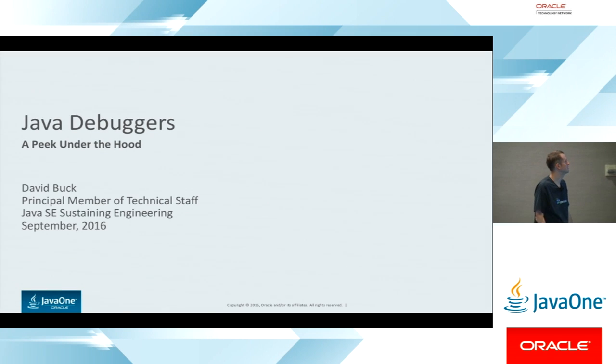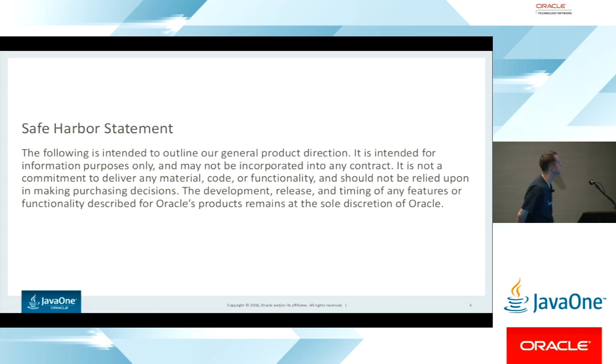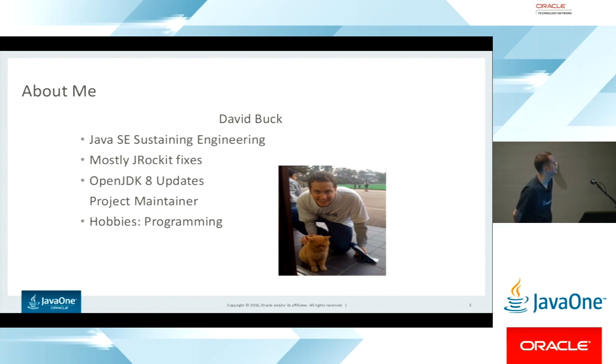So hi, my name is David Buck. I'm from the Java Sustaining Engineering team here at Oracle. I mostly fix JVM bugs, usually JRockit bugs up until now. When I'm not fixing JVM bugs, I'm also one of the project maintainers for the OpenJDK 8 updates project.